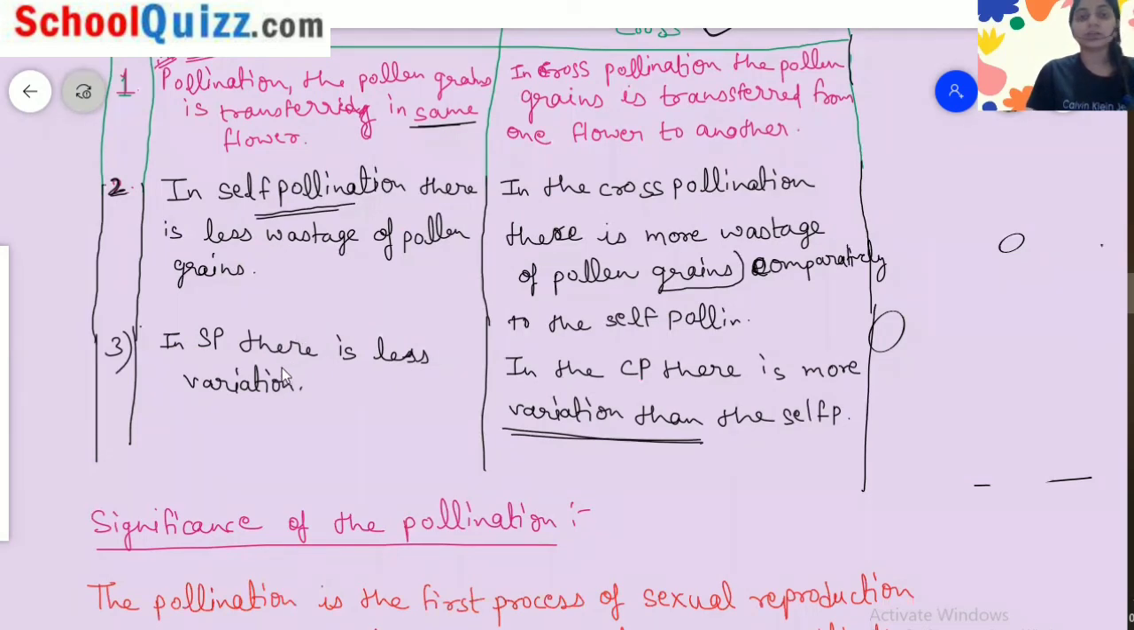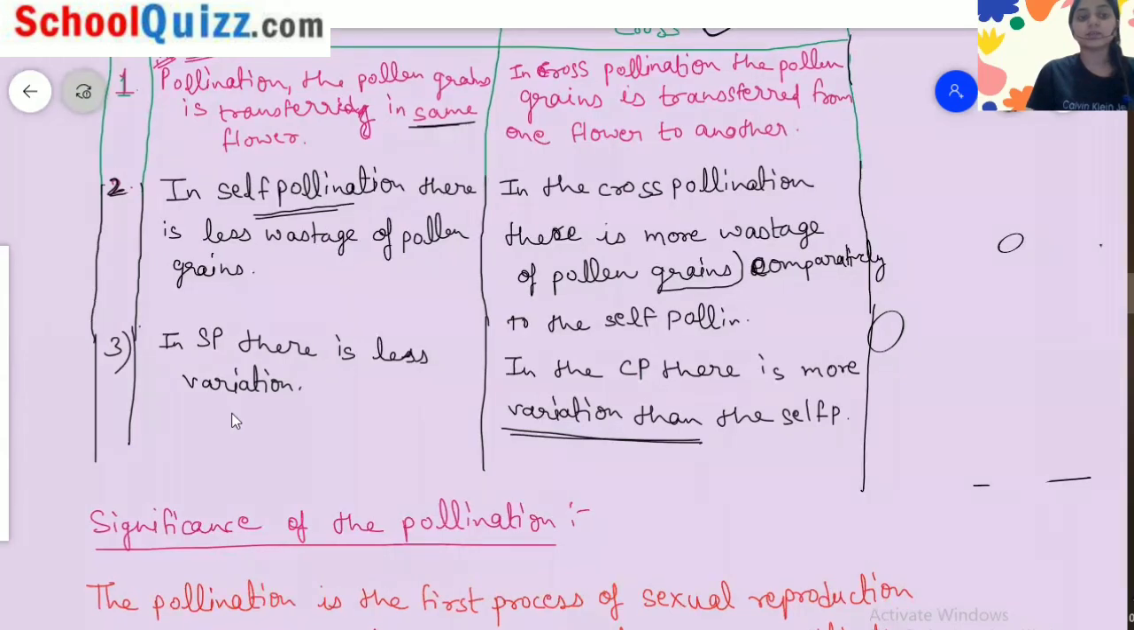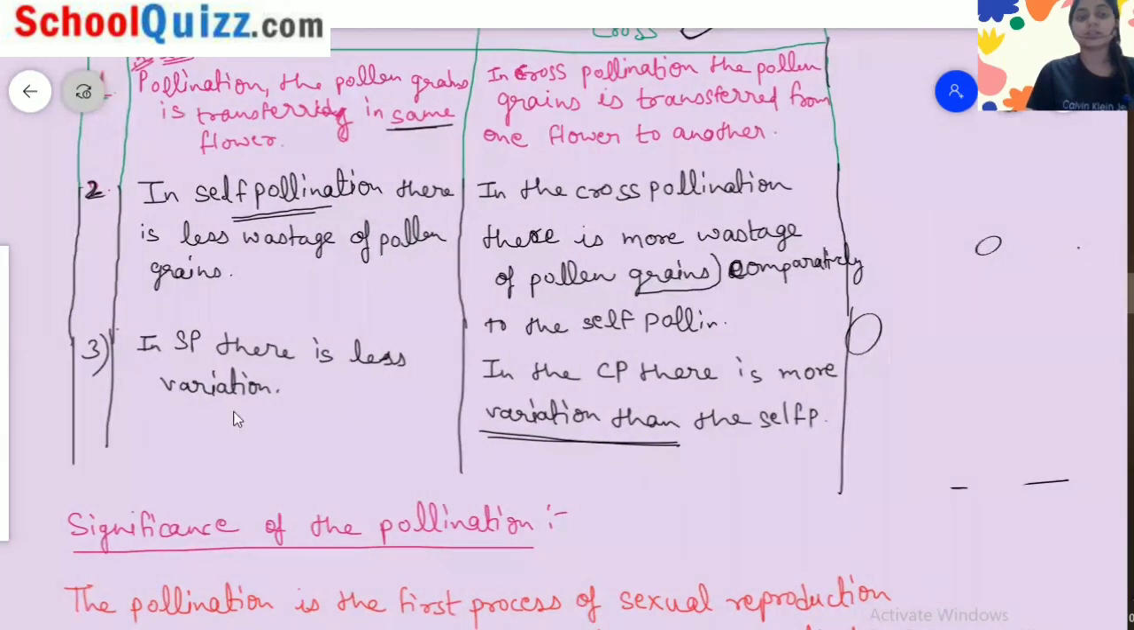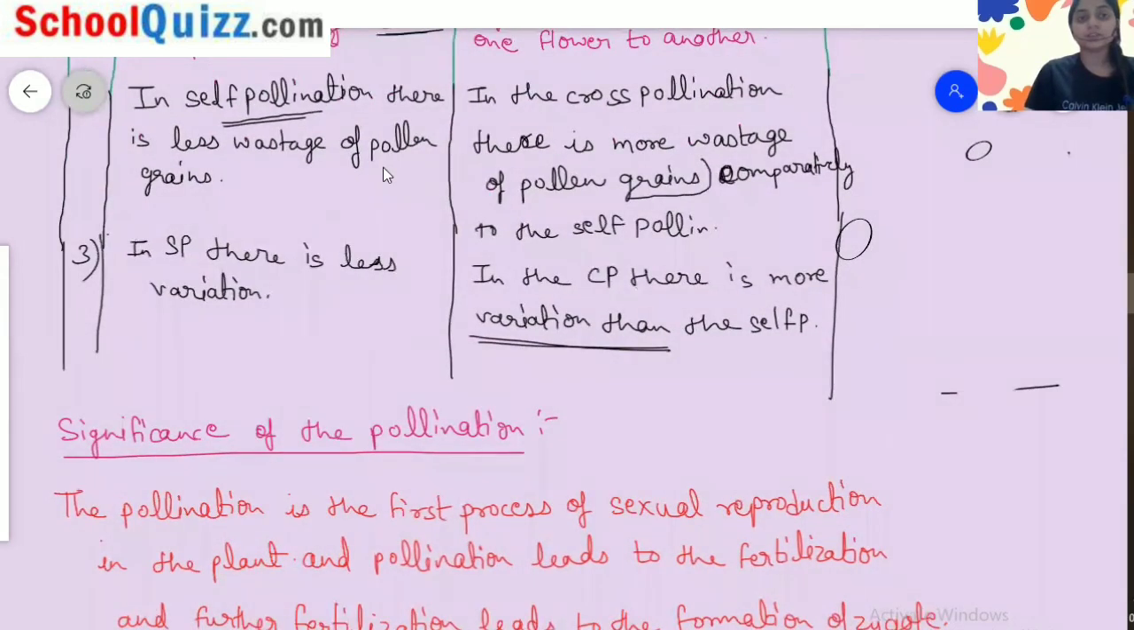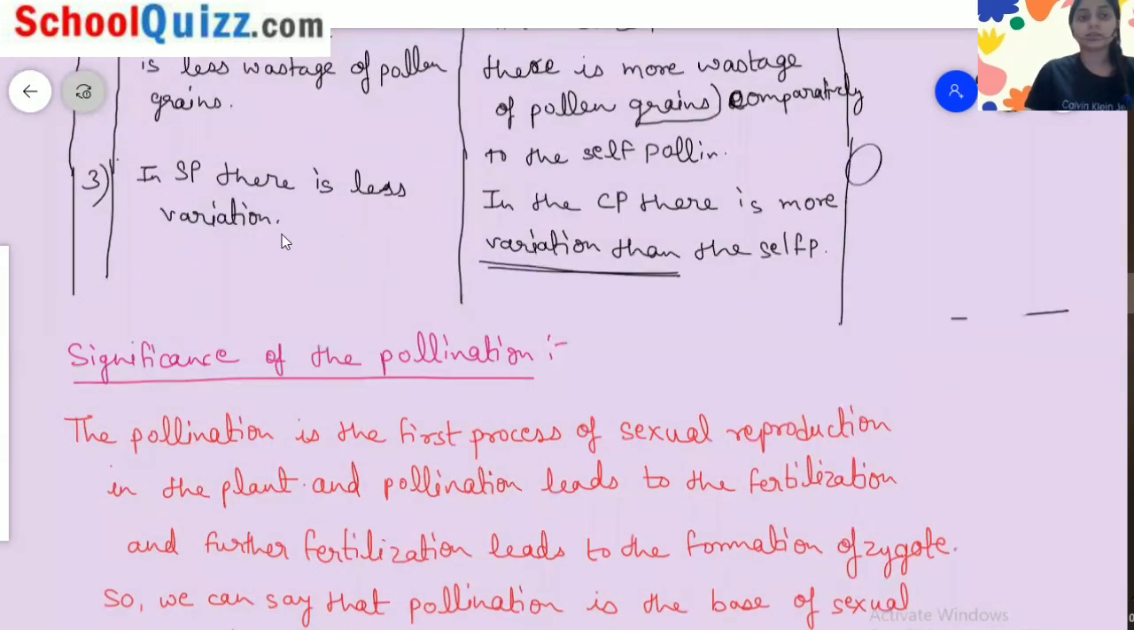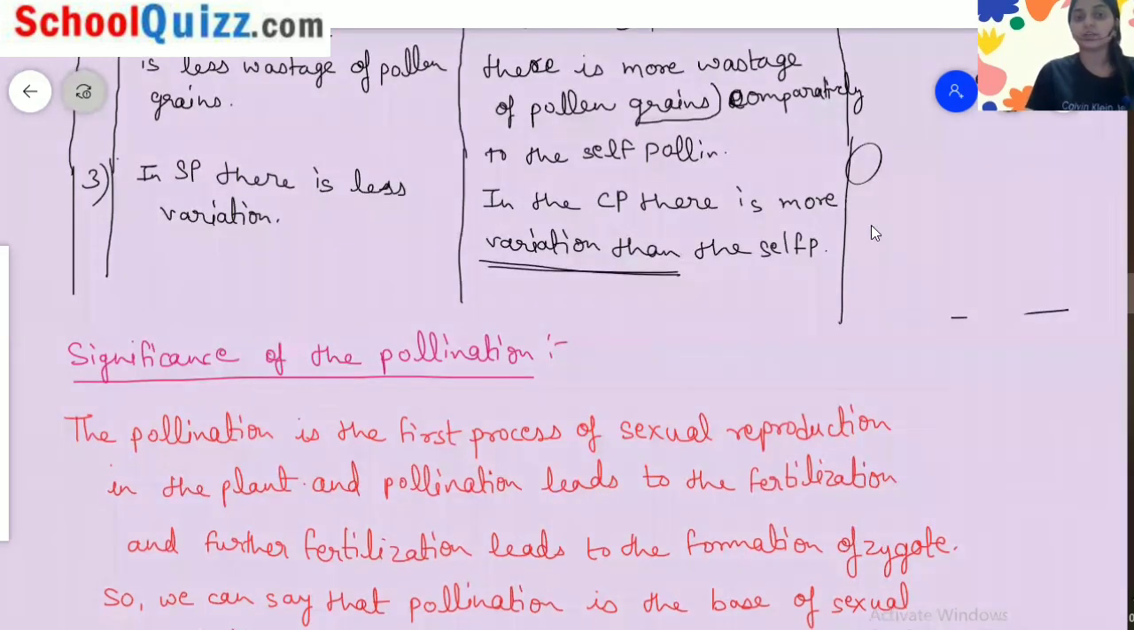In my opinion, you should write the variation point, because it will impress the examiner more, and the examiner can guess that you have knowledge of that particular topic. So in self pollination there is less wastage of pollen grains, and in cross pollination there is more wastage. In self pollination there is less variation, and more variation in cross pollination.